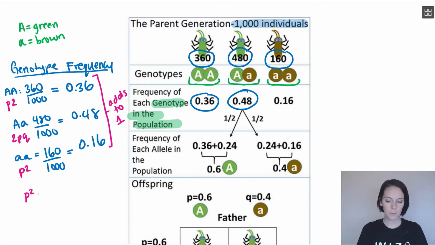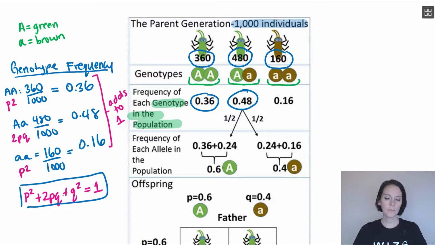P squared plus 2pq plus q squared is all going to add up to 1. So that is our first formula there. Okay, so that's for our genotype frequency. So now let's look at our allele frequency over here.